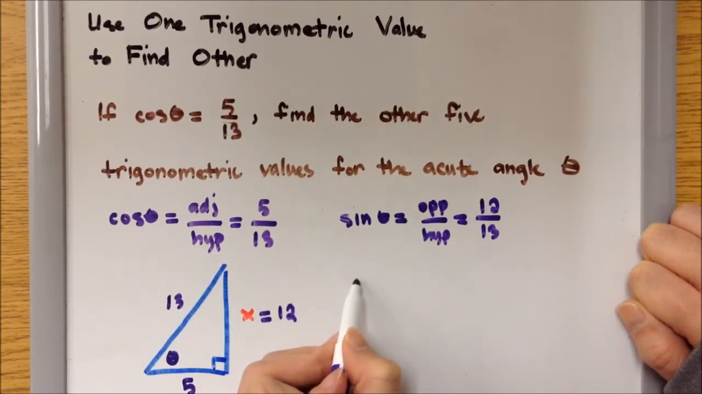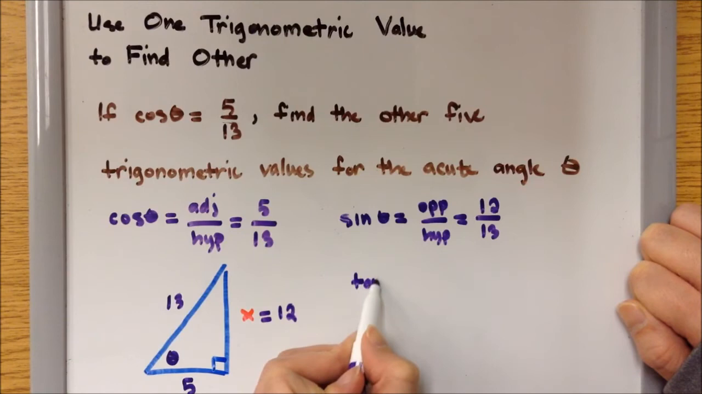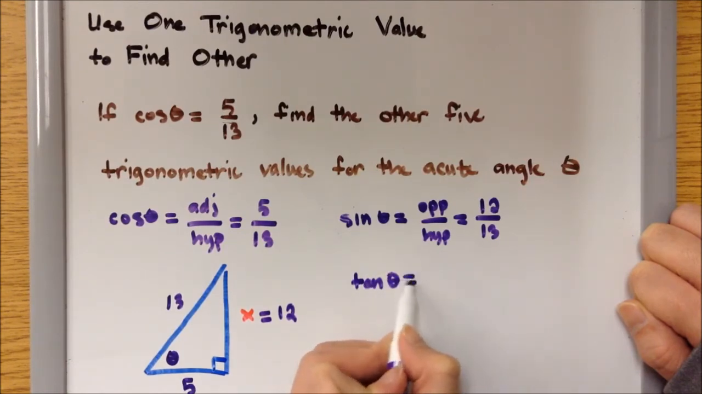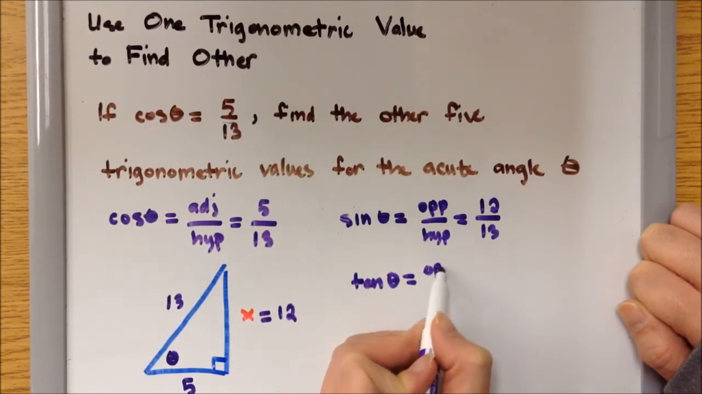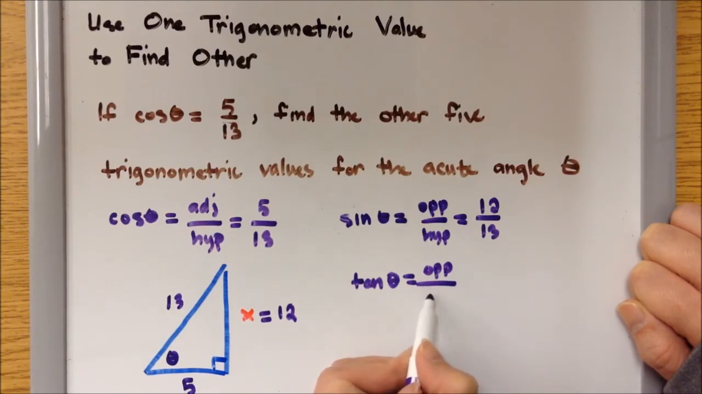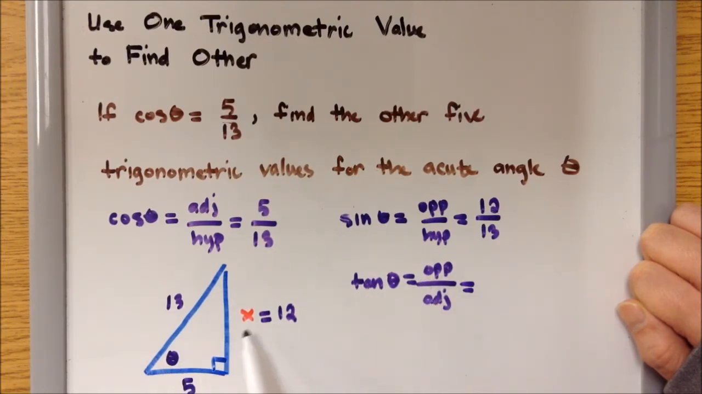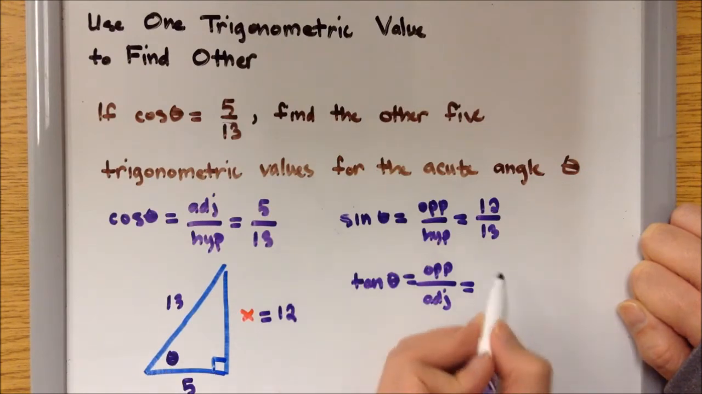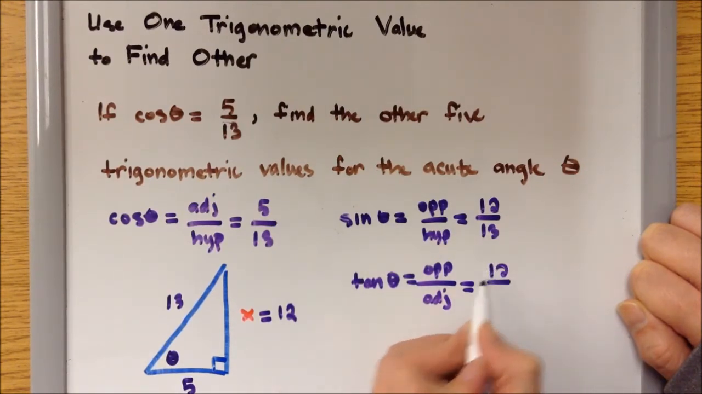And then tangent will be opposite over adjacent. So on the top is the opposite, across from the angle, 12, over the adjacent, which is next to the angle, 5. So tangent is 12 over 5.